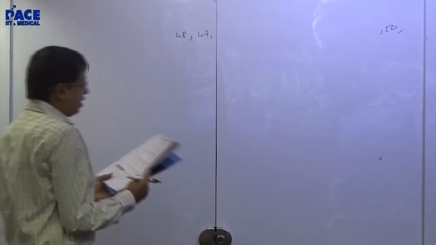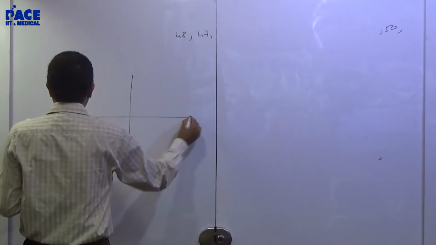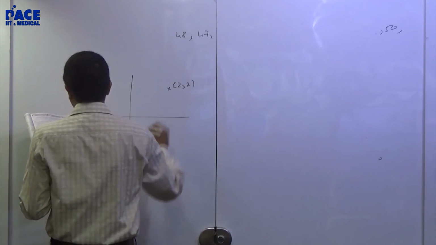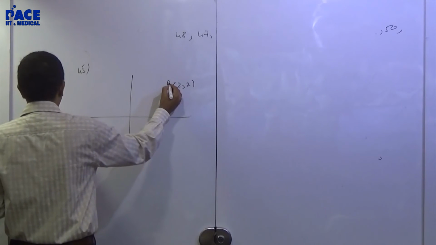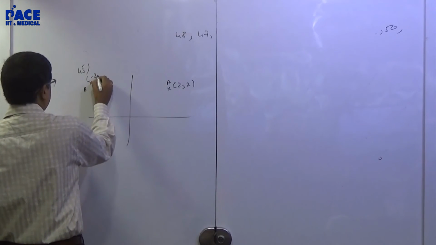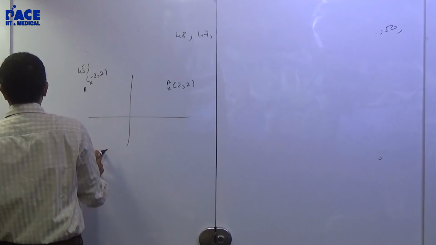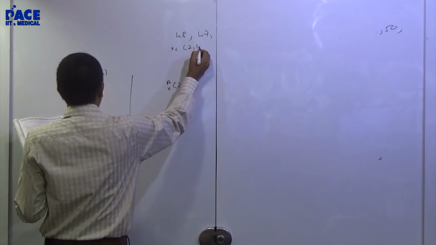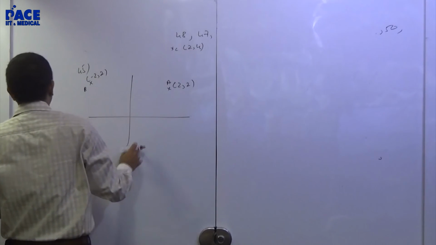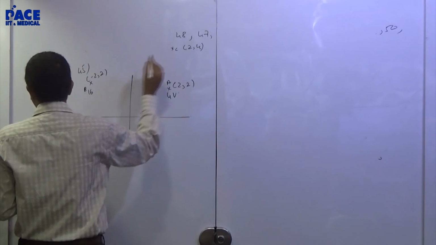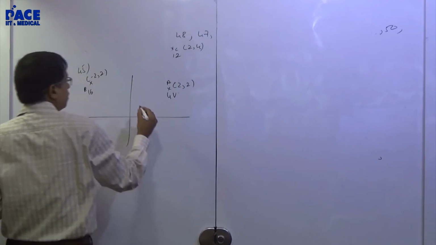A uniform electric field exists in the xy plane. A is 2, 2. B is minus 2, 2. C is 2, 4. The potentials at A, B, C are given as 4 volts, 16 volts, 12 volts.